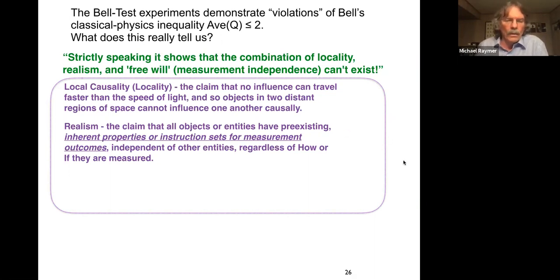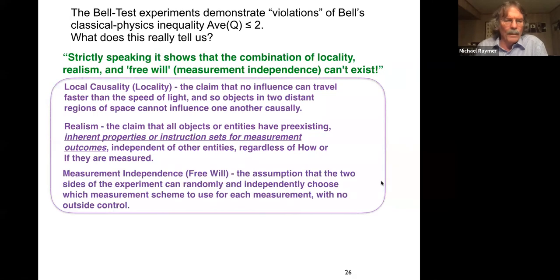So it doesn't matter if you observe it or not, they do have pre-existing inherent properties or instructions. The third assumption that Aristotle might have made is that people have free will. And we just showed that if you don't trust that statement, you can use quantum generators that generate random numbers as far back as the Big Bang. So we believe that as far as anything can be random and independent, those two measurement settings can be so. Okay, so those are Aristotle's three philosophical claims.